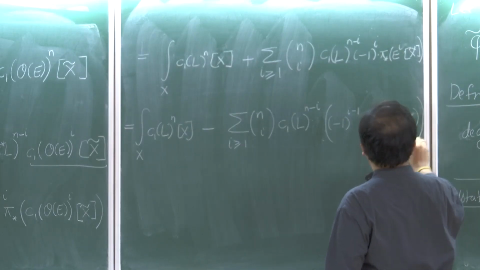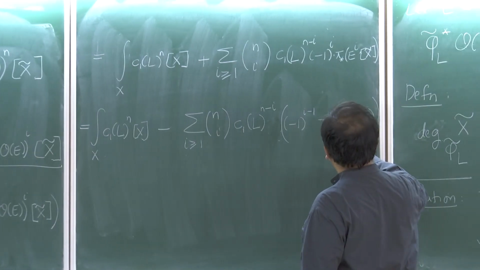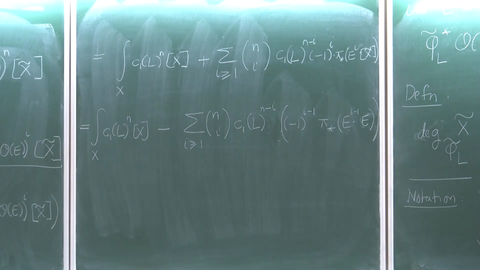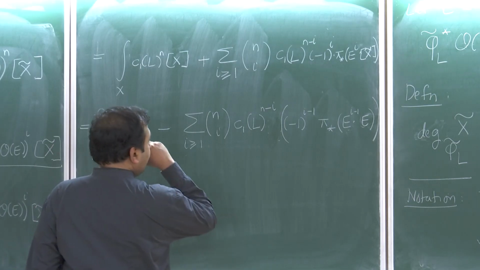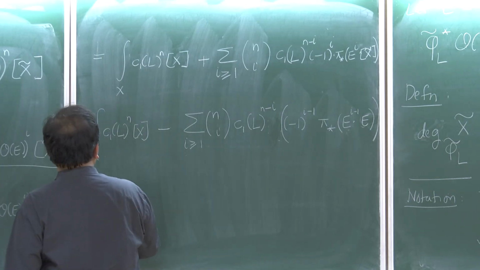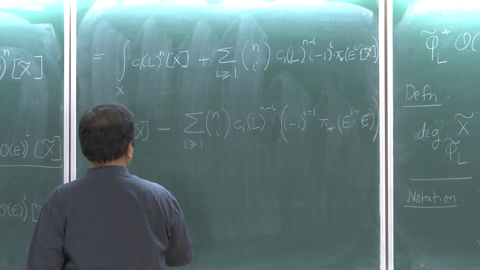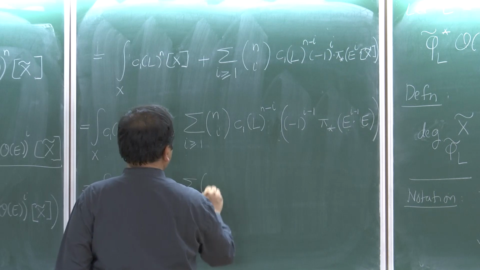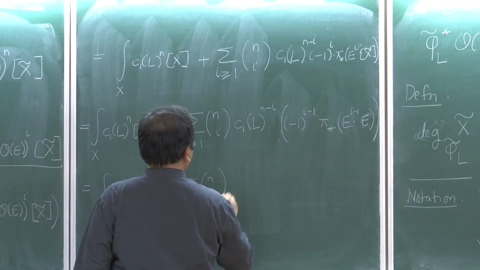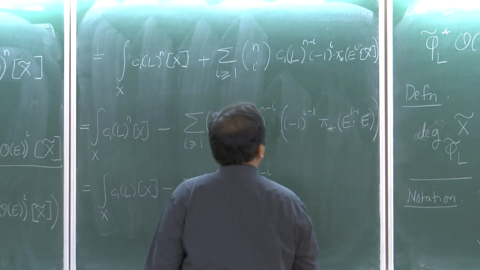Okay, so now this is starting to look a little bit familiar, because what is E? E is actually O minus 1, right? So this is equal to the integral over x of C1L of x minus the summation I equal to 1 to n, n choose I, of C1L to the power n minus I.